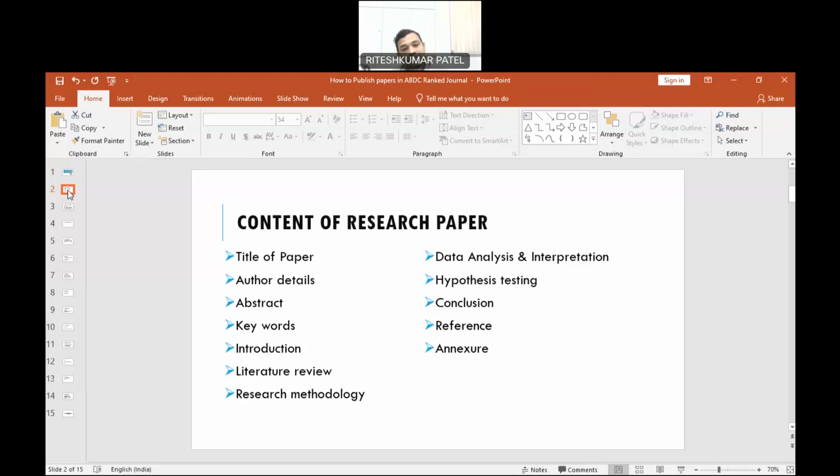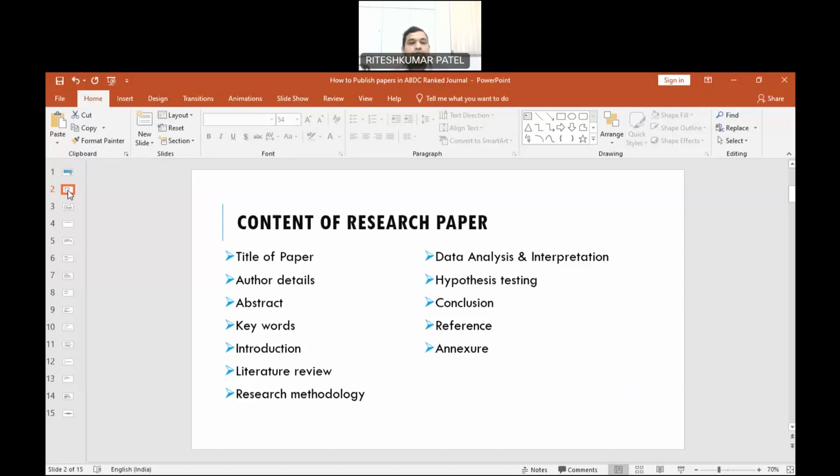Next is the introduction. That introduction should include what kind of study you have gone upon, what kind of outcome you have gone upon, and what kind of past trend remained in the study before you moved upon. I will be explaining all these topics in detail, just giving you a brief idea. Next is the literature review.